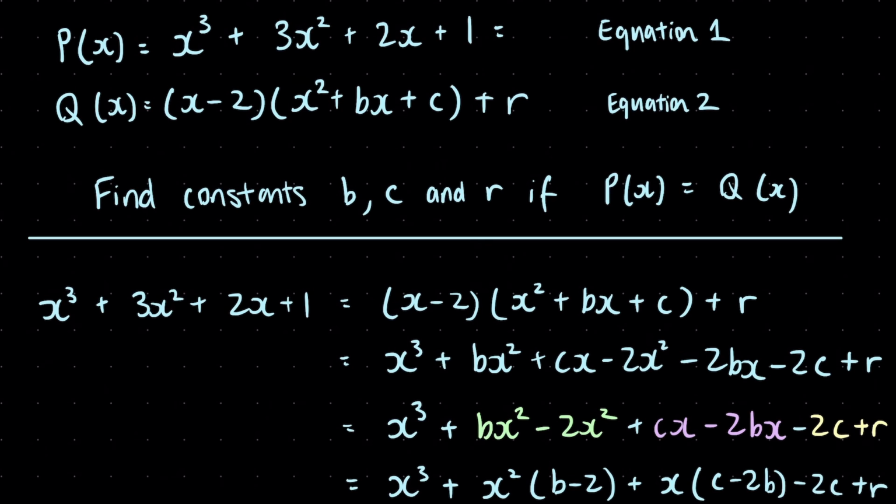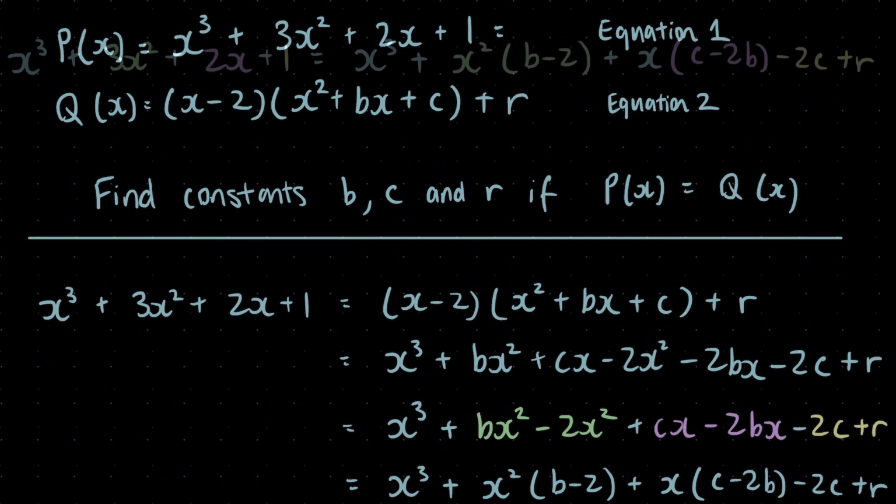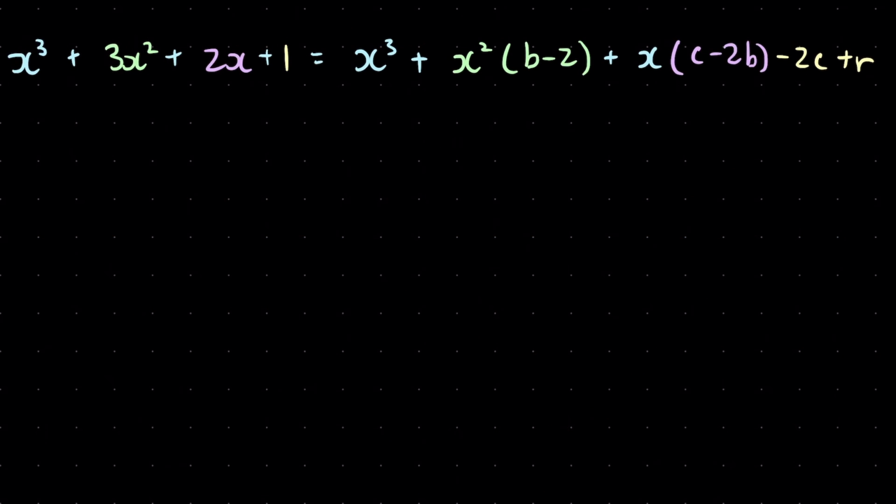Now what we want to do is the equating coefficients part. So this is where we look at the original expression, so x cubed plus 3x squared plus 2x plus 1, and we match each of the coefficients to the coefficients in this new term that we have here. So the x cubed, in this case, they're the same term, so there's not much to do there. But for a term like 3x squared, we match the coefficient, so 3, with the coefficient of x squared in the other term. So we want to equate 3 with b minus 2.